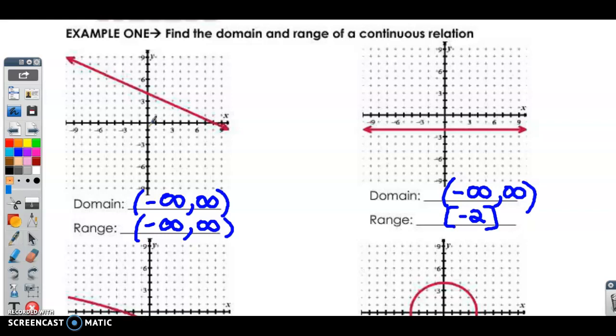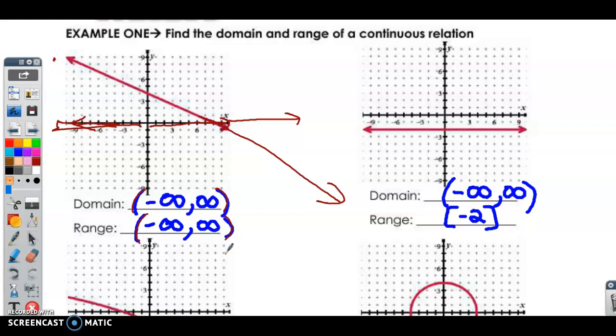So no matter how far I go to the right, if I kept going forever, the graph would be continuing down here. And same to the left. So no matter what value I picked for my x value, I would find a y value on the graph. So the domain is negative infinity to positive infinity, and so is the range.